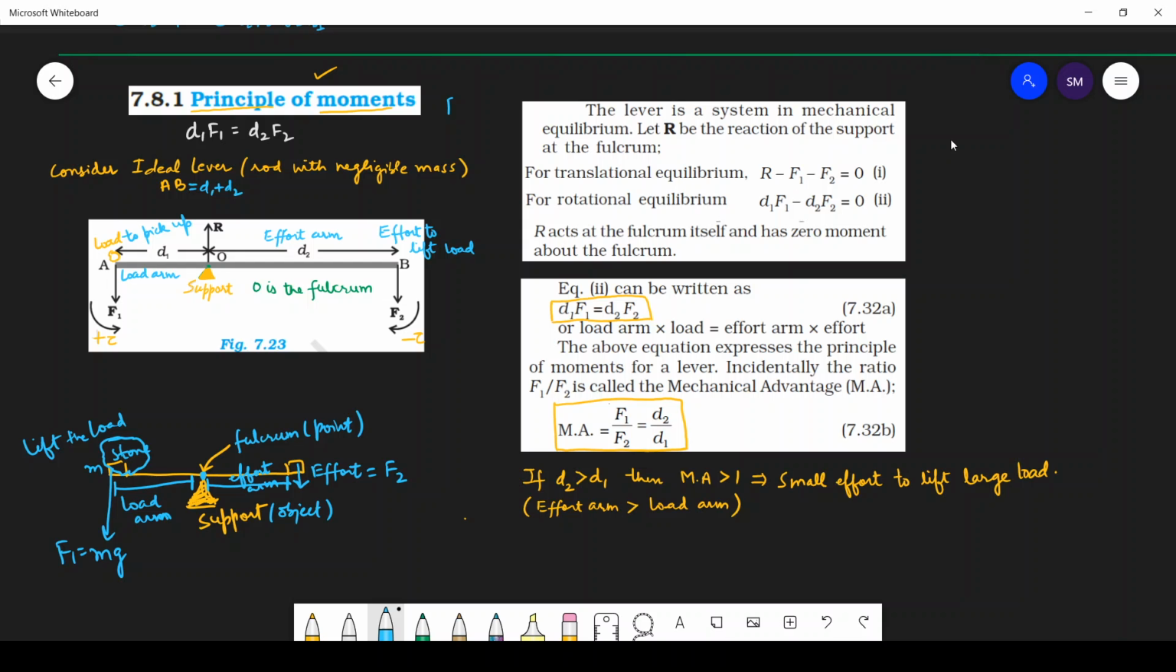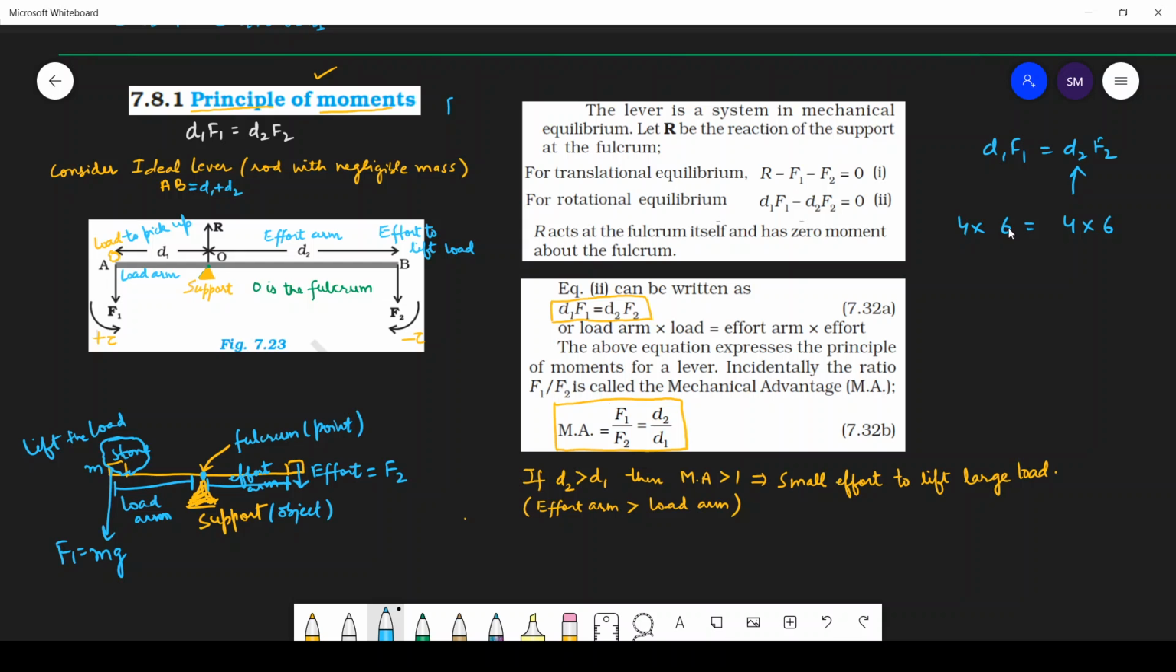So for that, what do you need? This is D1 F1 equals D2 F2. So if you increase D2 here, what will happen? Suppose this is 4 into 6. This is also 4 into 6. Suppose this is in the middle. We are in the middle and we are applying equal force.